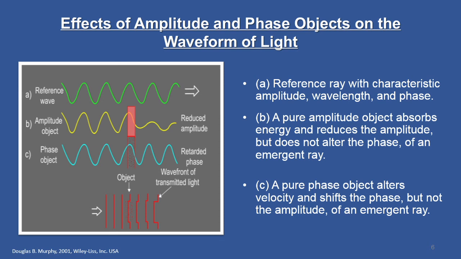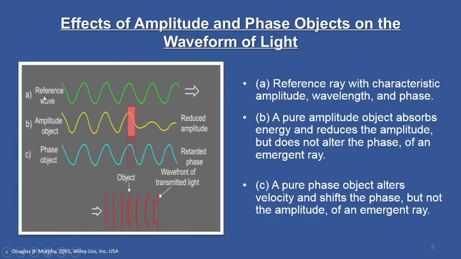So, let me first introduce the effect of amplitude and phase objects on the waveform of light. So, in this lecture we will see something called an amplitude object or a phase object. What do you mean by that? What is a phase object? What is an amplitude object? So, if you look at this slide, the schematic nicely shows the difference.